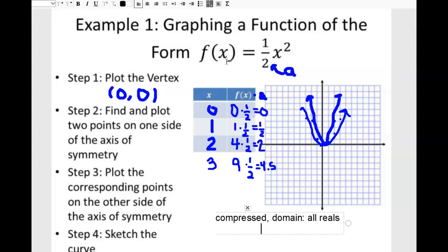How about the range? Are there any negative y values? No. Do the y's live down here? Are they in my table down there? That vertex represents the minimum of the graph. That means the y values are going to be greater than or equal to 0.